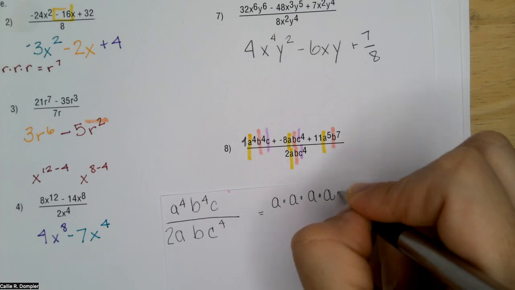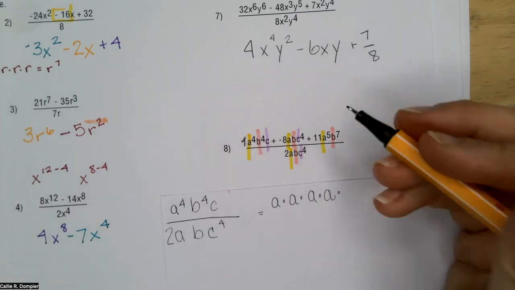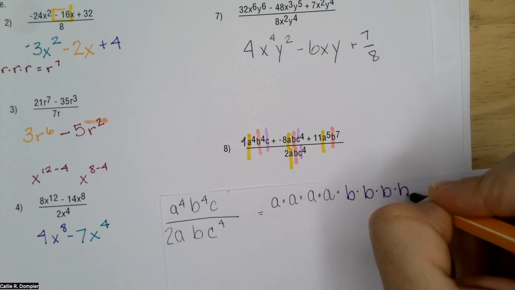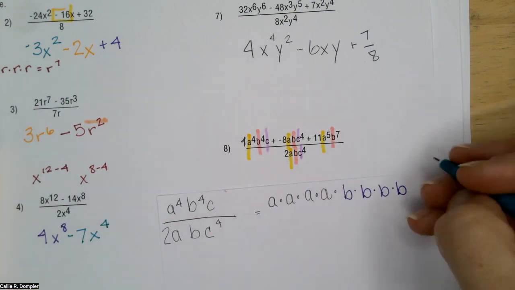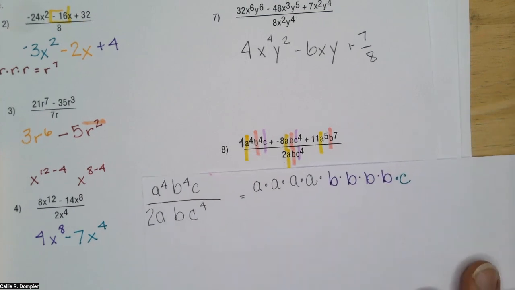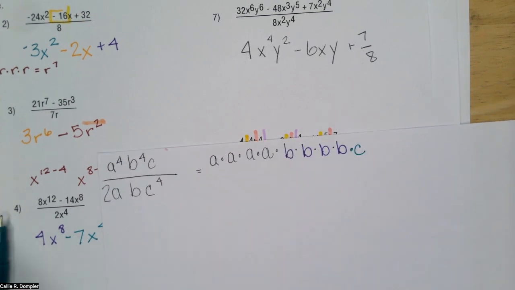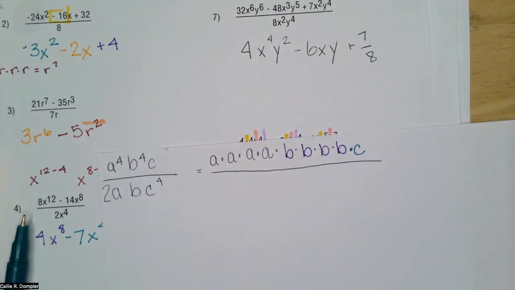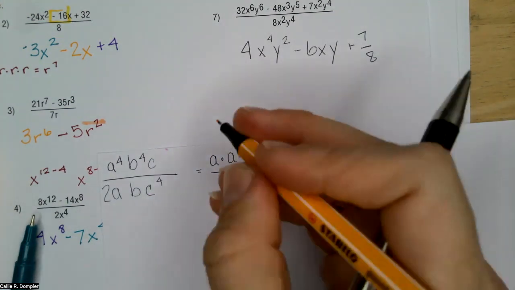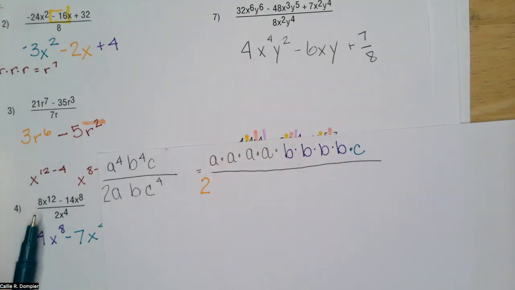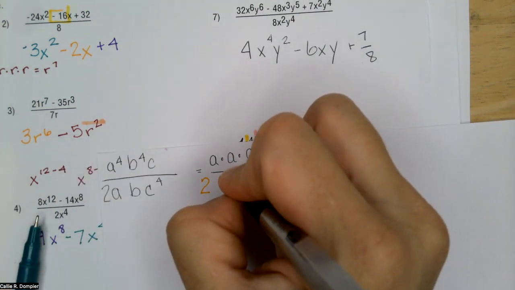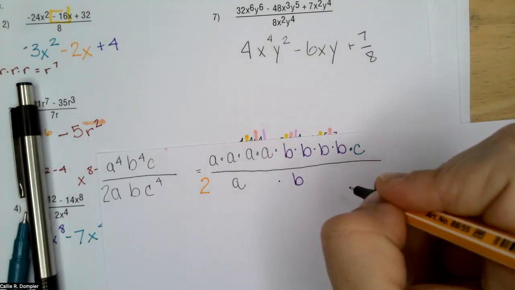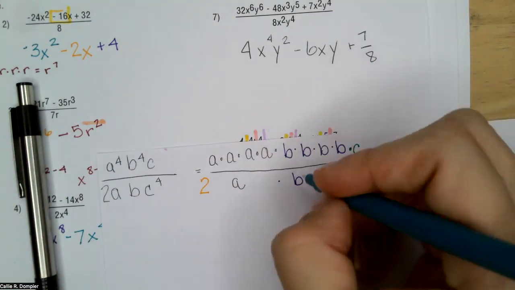Okay? So we can say that this is 4 A's times 4 B's times C on the top, divided by the number 2, 1A times 1B times 4 C's.